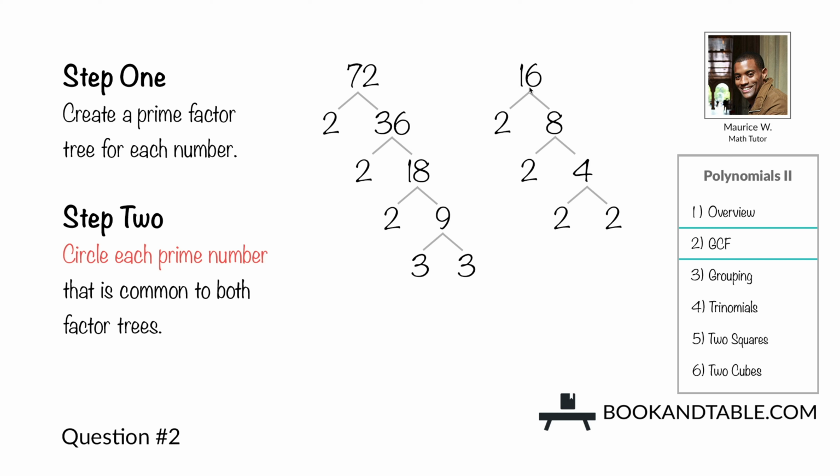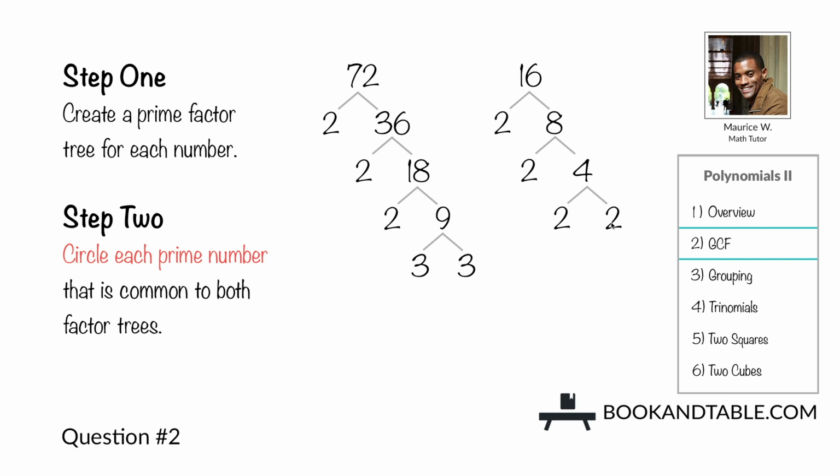Let's take a look at 16. 16 is an even number, so it can be divided by 2, giving us 2 times 8. 8 is an even number, so it can be divided by 2, giving us 2 times 4. And 4 is an even number, so it can be divided by 2, giving us 2 times 2. And now that we have all prime factors at the end of our tree, this prime factor tree is now completed as well.